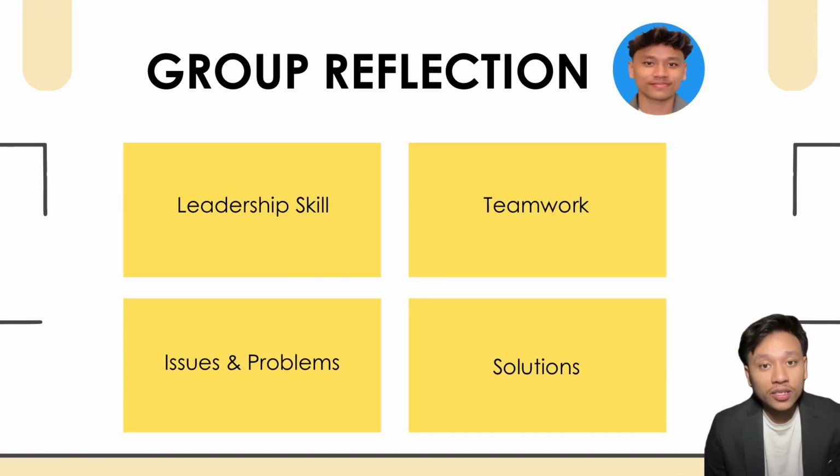Here is my reflection for this group project. First, for leadership skill, I learned that a leader should be clear, patient, and ready to solve issues. Even though I was not the main leader, I took small leadership steps. For example, I planned our questions for the interview with Puan Fatin and kept the notes organized for the report.